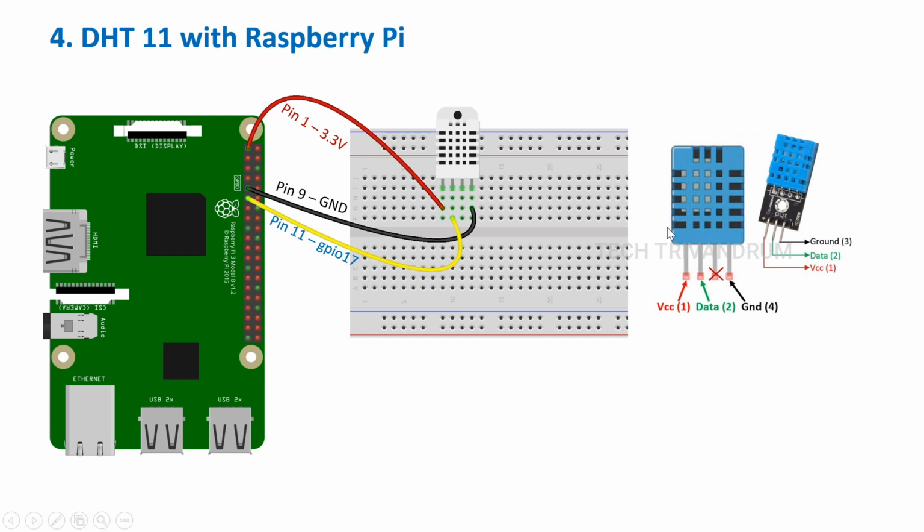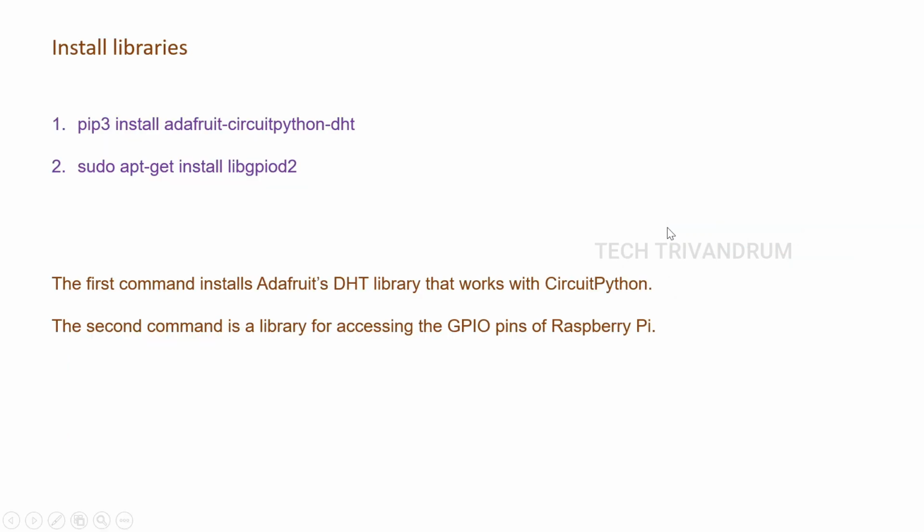The next step is to install two libraries. Before we start our programming, we have to install these two libraries. The first command installs Adafruit's DHT11 library that works with CircuitPython, and the second command is to install a library for accessing the GPIO pins of Raspberry Pi. Before creating your Python file, you have to install these two libraries, and it is very important. And if you have not installed pip in your system, you have to do that first before executing this first command.